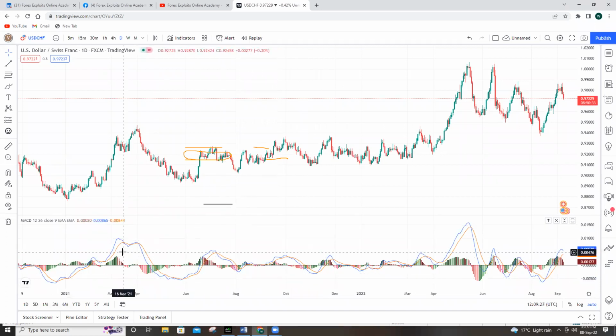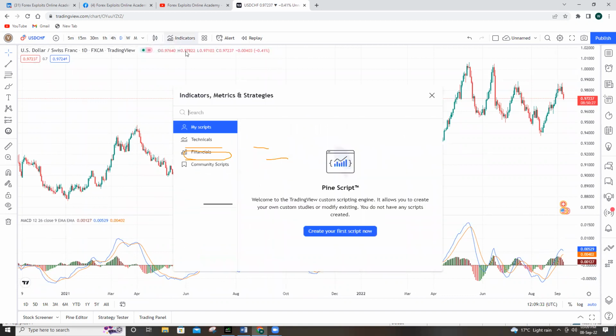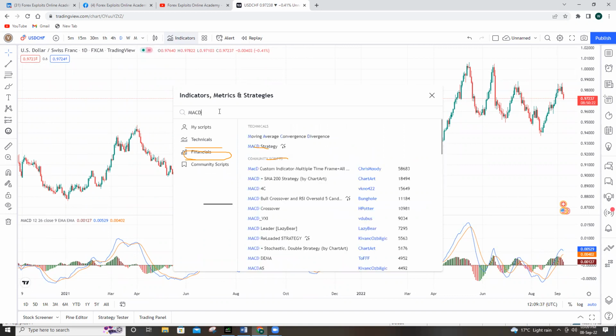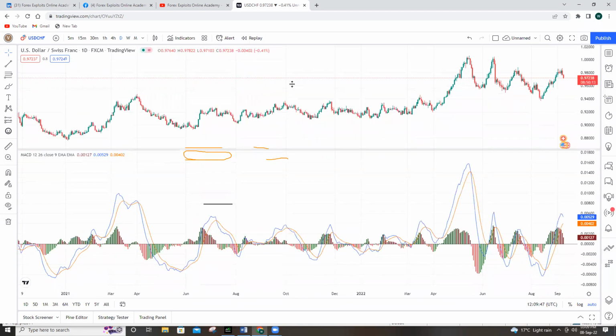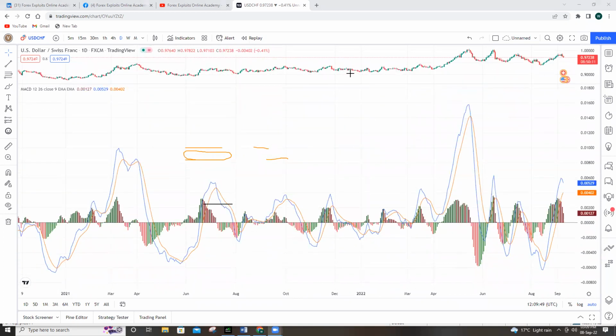If you're on TradingView, what you do, you just open your charts, then you go to indicators, then you type the name MACD, and then you just click the first one. When you do, then just click OK, and it appears down here. Now let me enlarge this for you so that you can really see it well. So this is what I'm referring to, MACD.